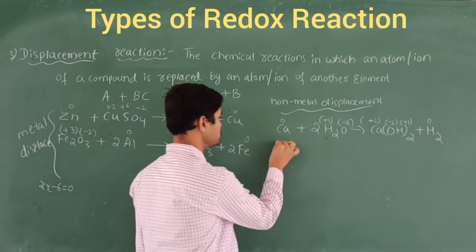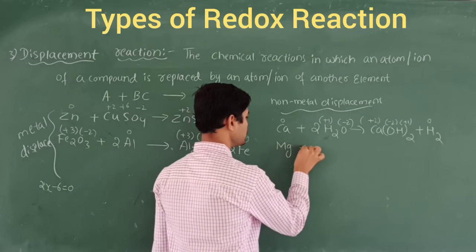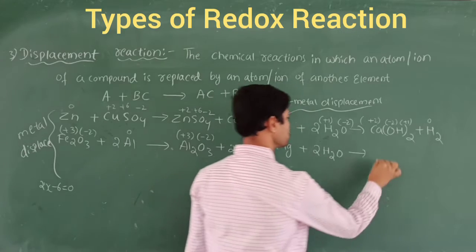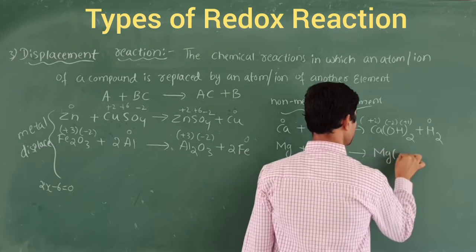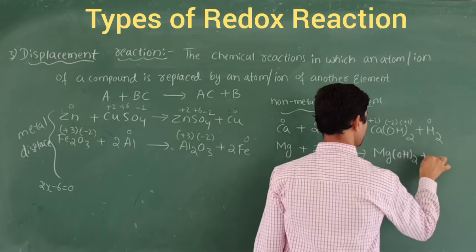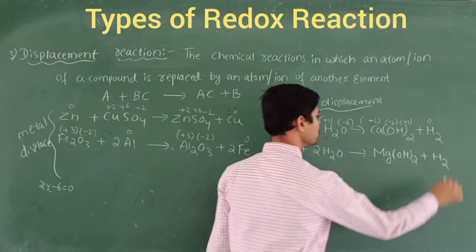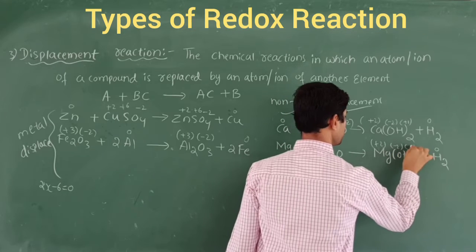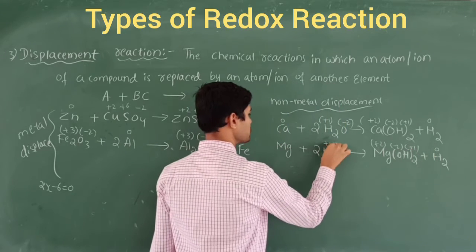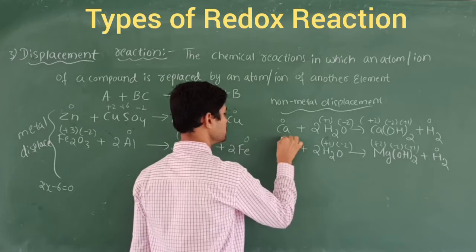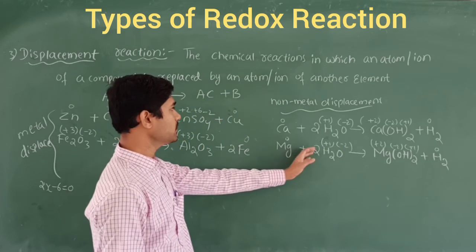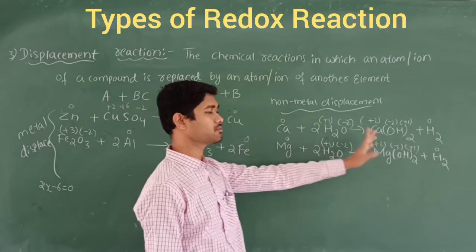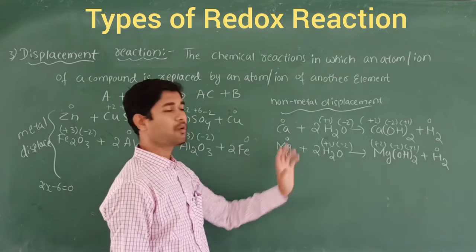If I take magnesium plus 2 water molecules, what are we going to obtain? Similarly, we are going to obtain magnesium hydroxide along with hydrogen gas. The oxidation states we write here are +2, -2, +1, then +1, -2, and this will be 0. So these are examples of the non-metal displacement. Here, hydrogen is going to be displaced from the water molecules.